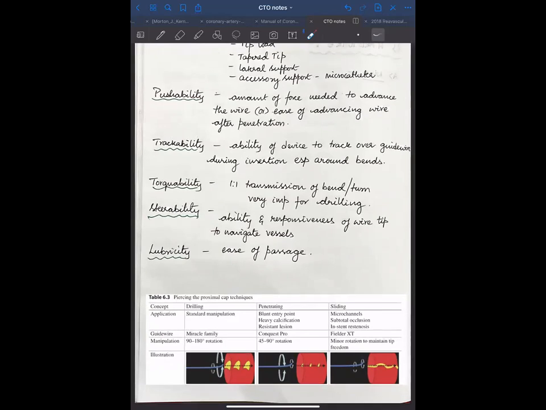So for the proximal cap penetration, there are 3 techniques which are usually used. So we will see one by one. As we understand here, the 3 terms are drilling, penetrating technique, and sliding technique. They are not exactly the same, but one needs to understand this.